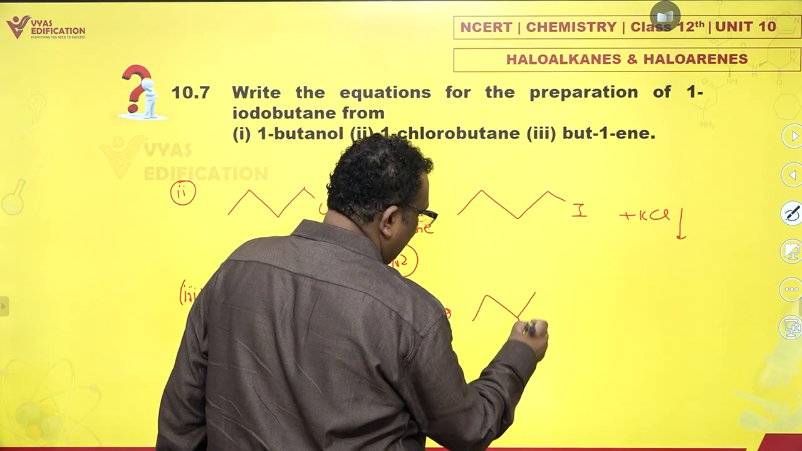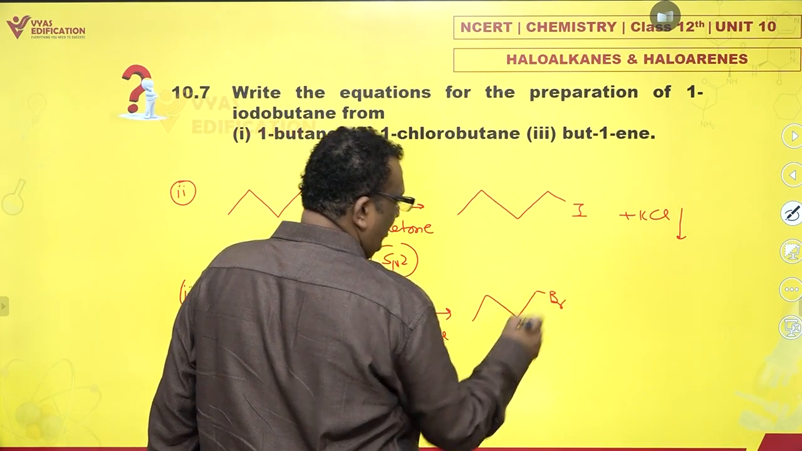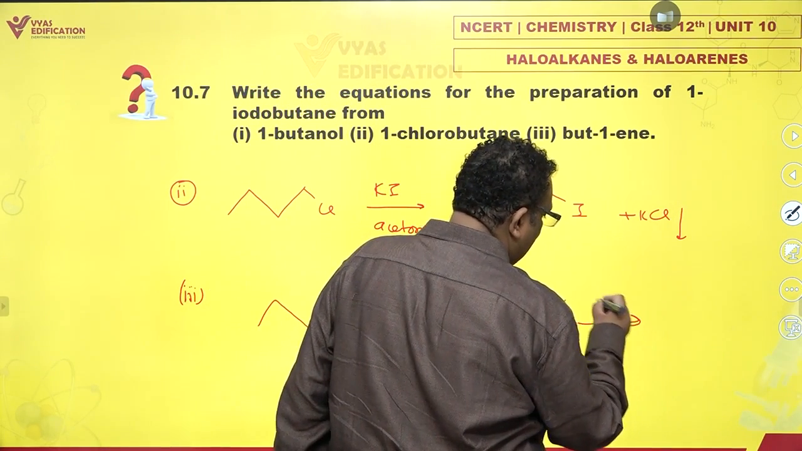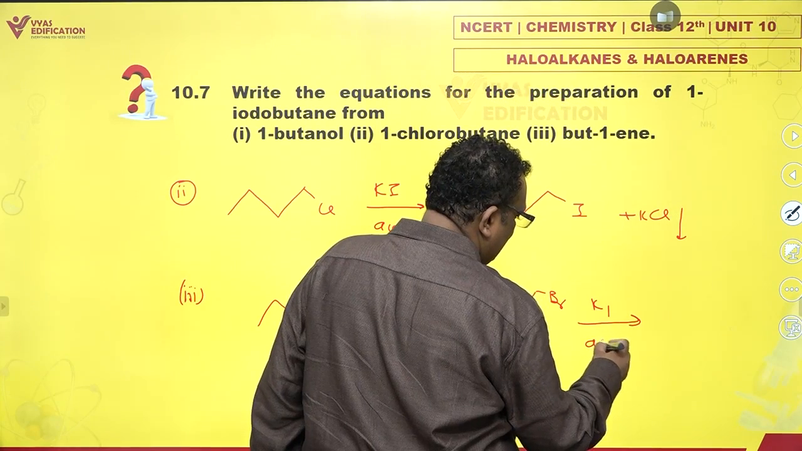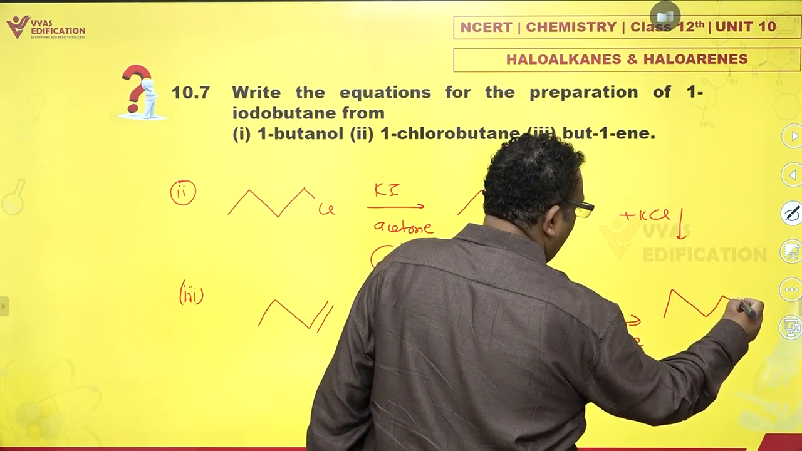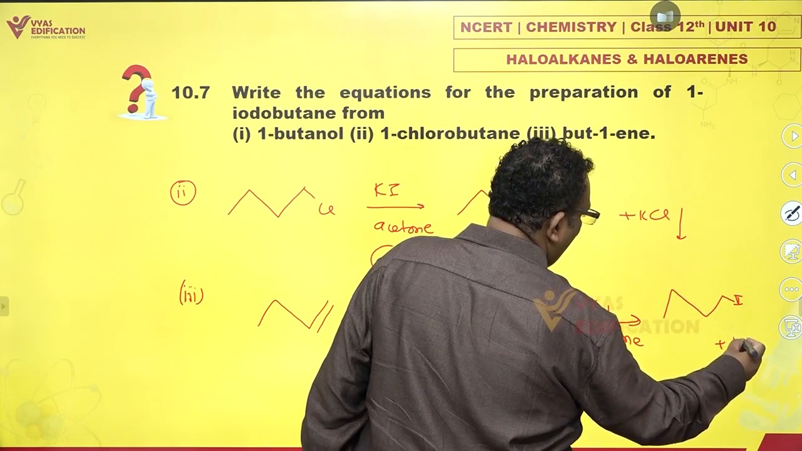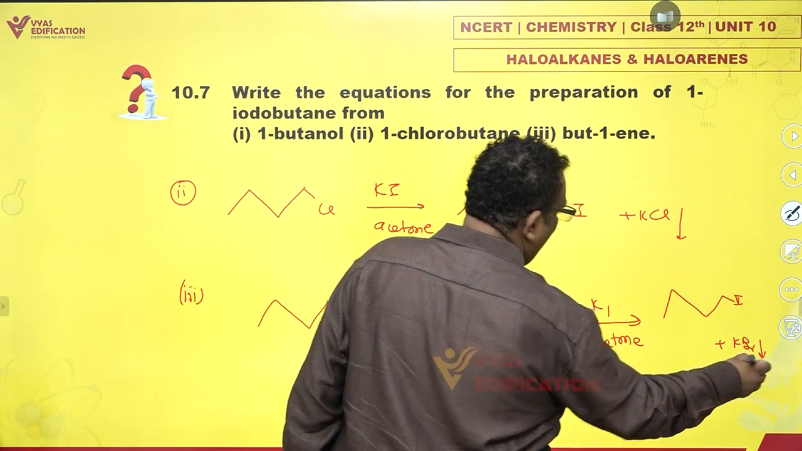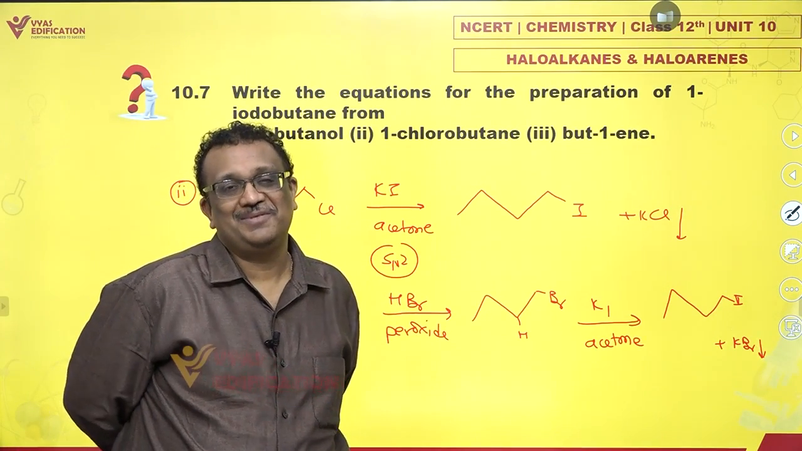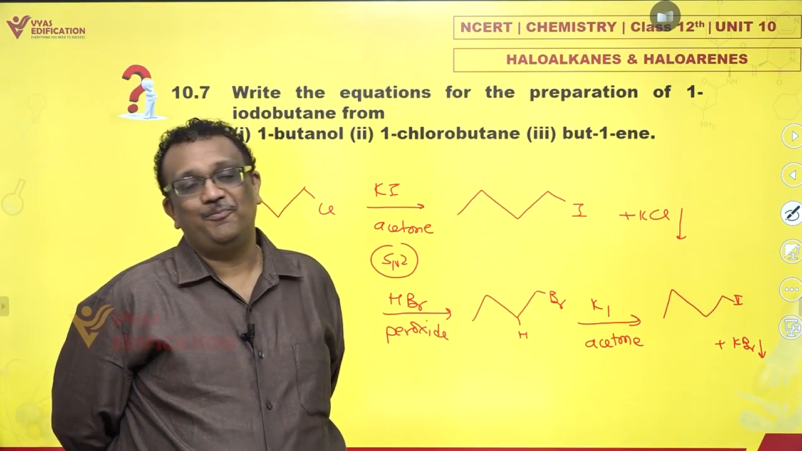You get H here and Br here: 1-bromobutane. And now you use Finkelstein's reaction. KI in acetone, in the second step. And Br changes to I. And you get a nice happy precipitate of KBr. Done. Right? Two steps like this. This would be an appropriate conversion.